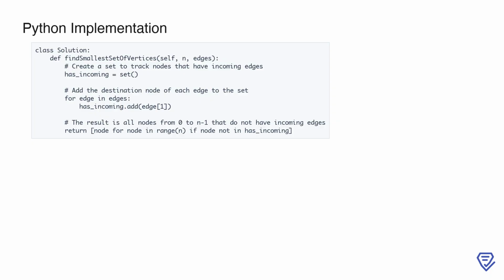The key insight is that a node with incoming edges can be reached from other nodes, so these nodes do not need to be part of the result set. Conversely, nodes without incoming edges must be included in the result because they cannot be reached from any other node.